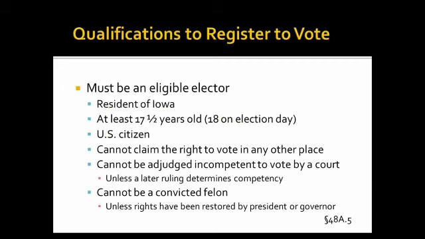First, we'll start by talking about the qualifications to register to vote in the state of Iowa. To register to vote, you must be an eligible elector. And under our state statutes and state constitution, that means you must be a resident of Iowa. You have to be at least 17 and a half years old to register to vote and 18 on the day of the election to participate. You must be a United States citizen.